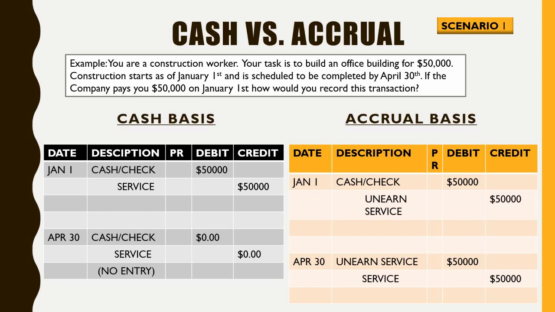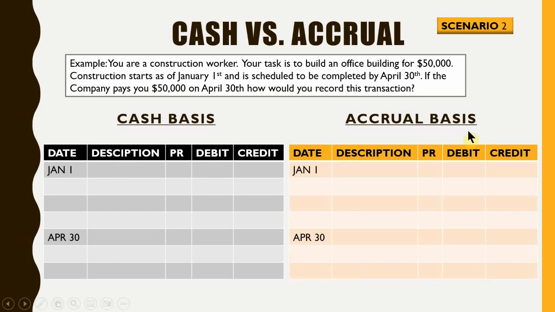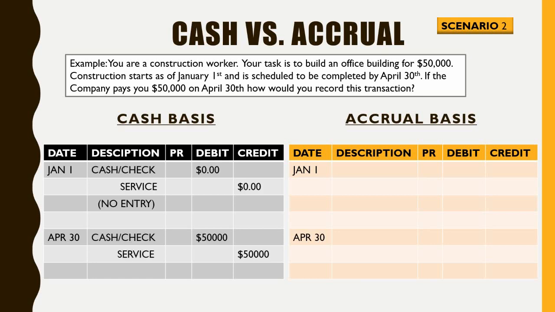No. Now let's do another scenario. You have the same exact scenario where you have to build a building between January and April, right? But this time, what if the company decides to pay you $50,000 at the end of the project on April 30th? How would you record it this time? Well, same thing here, right? January, you haven't received the cash yet. So, you're not going to record that the service was done. But in April, because you received the cash in April, then you recognize the service has been completed.